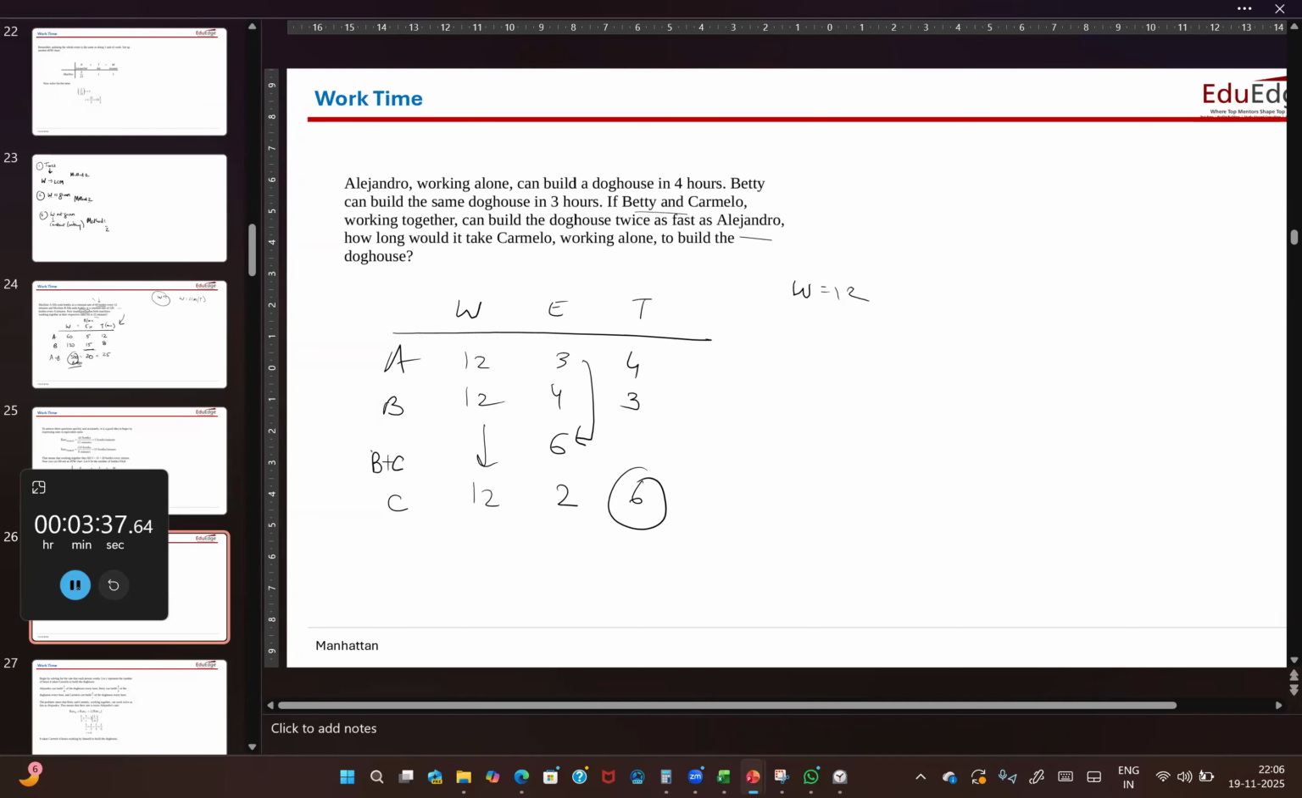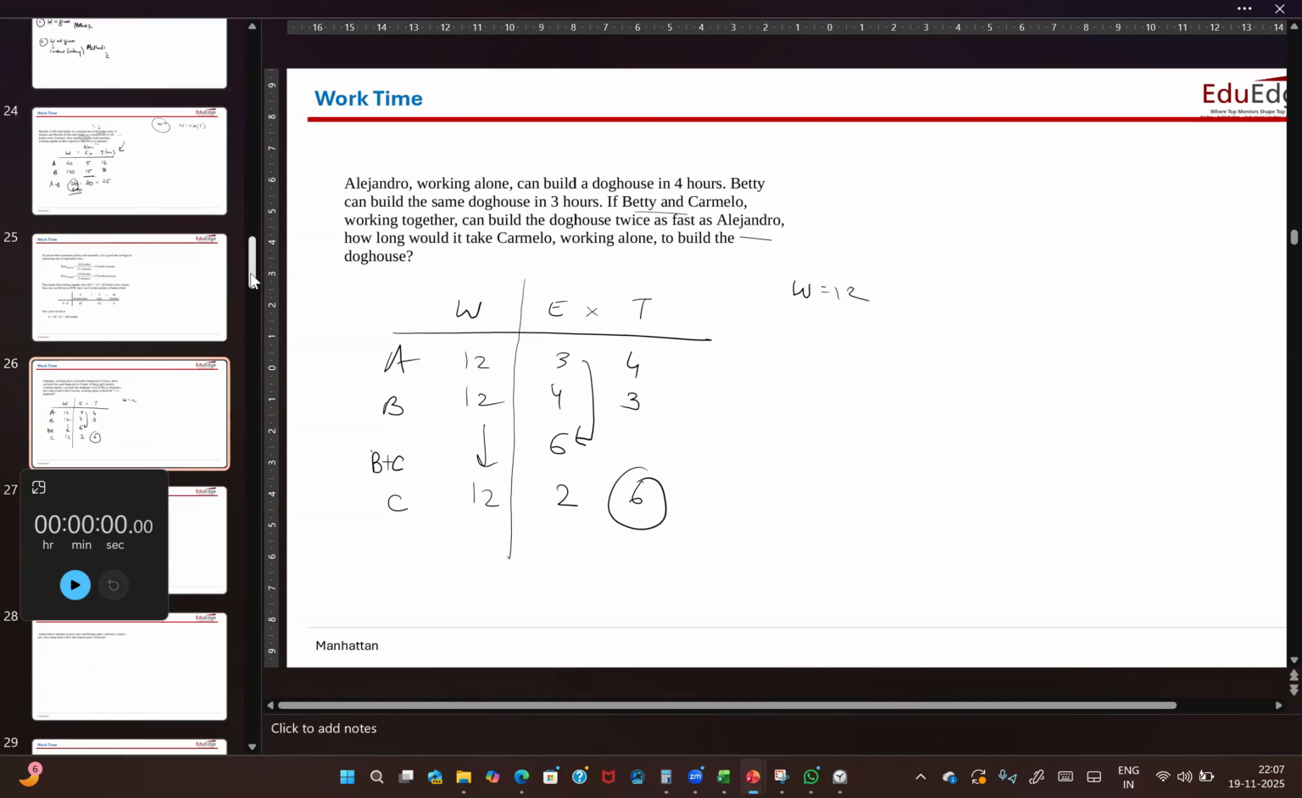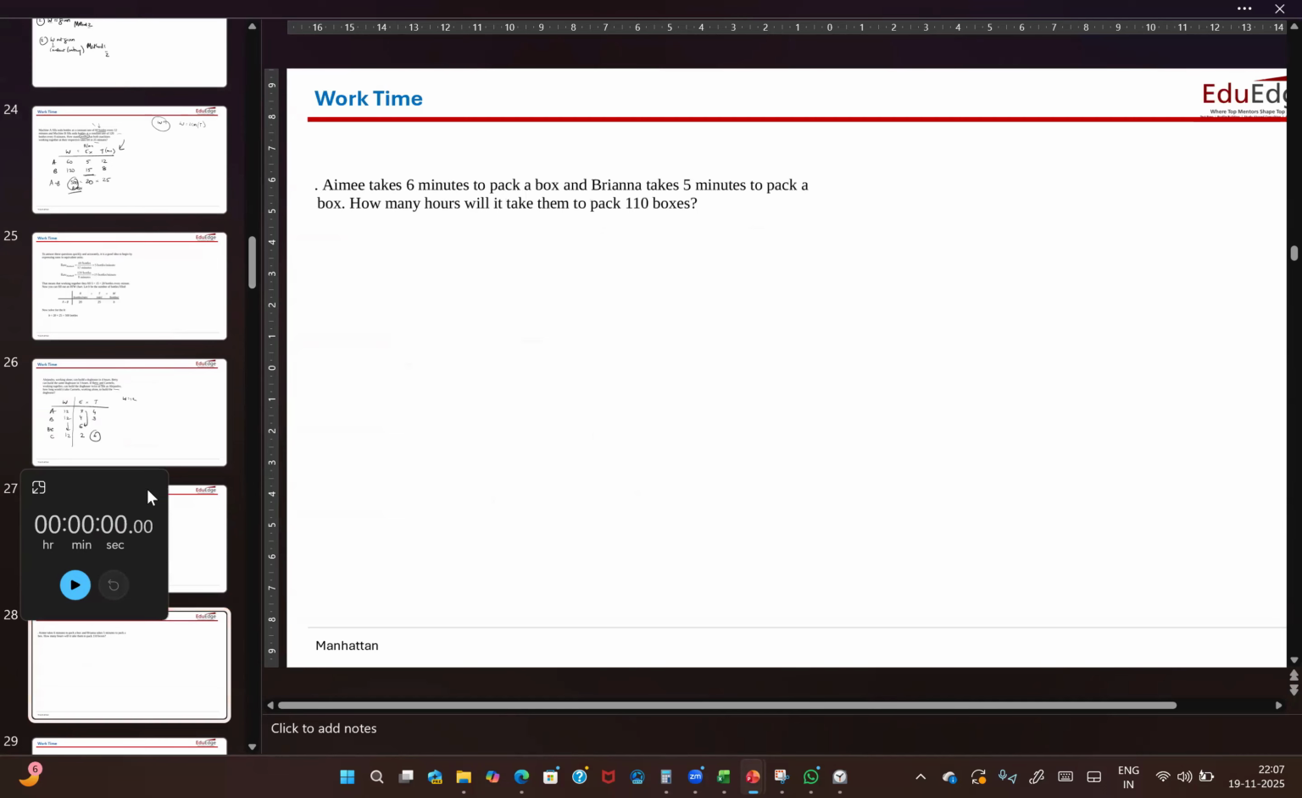Simple. B plus C is 6, so C becomes 2. Okay, this is simpler, this is easier. So this is the work time. I hope this is good. Interesting. Okay, another problem.